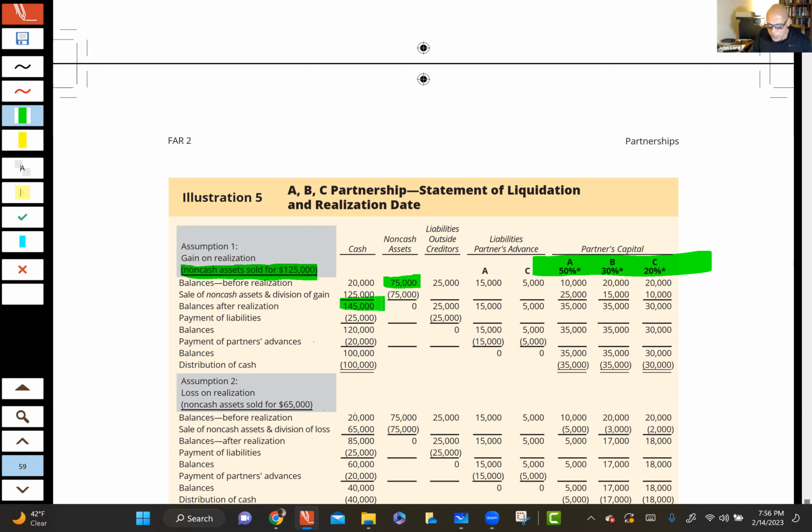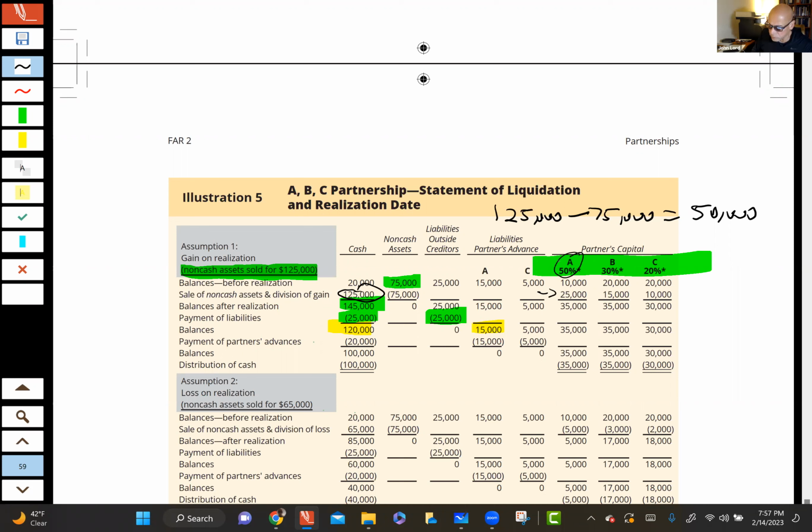But we have to do what? We have to first pay the liabilities, and the problem told us that there were liabilities of 25,000. So you've got to pay those people off. They're not part of this deal. Sorry guys, I missed something. If we sold the assets for 125 and they had a value of 75,000, that's a 50,000 gain on that. And I first have to distribute that to the partners. I forgot to mention that. So 50% will go to A and so on.